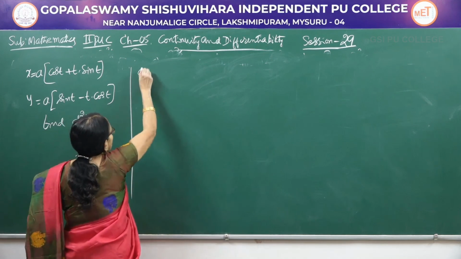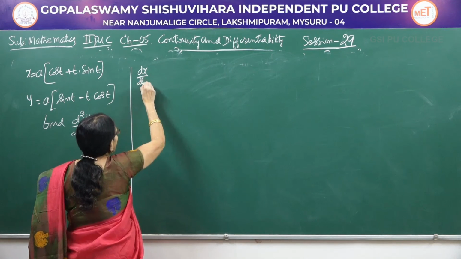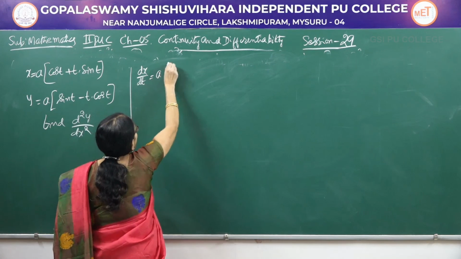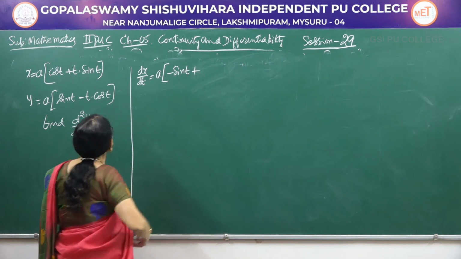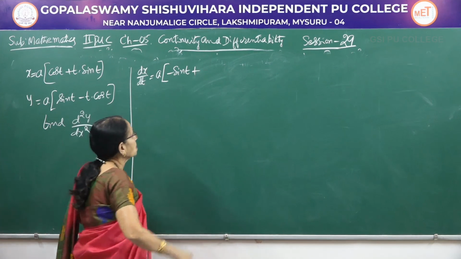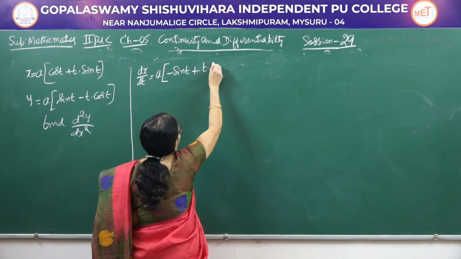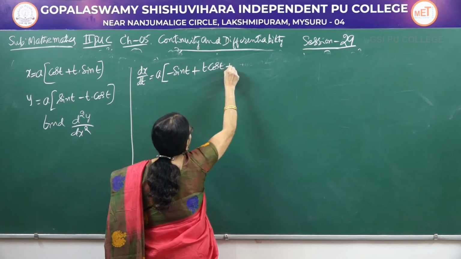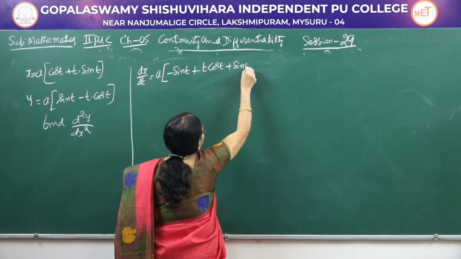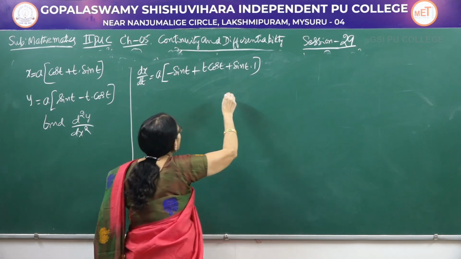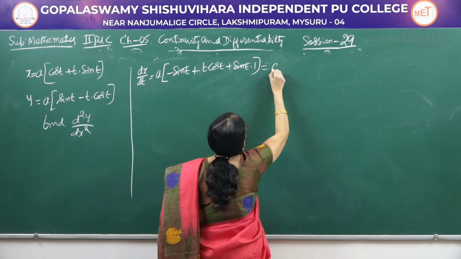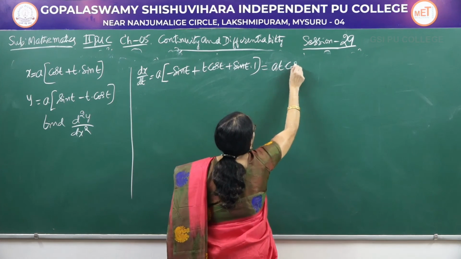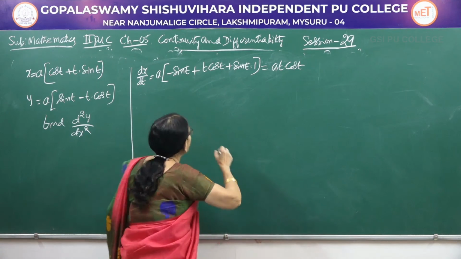First, let me get dx by dt. Now, a into cos of t becomes minus sin of t. For t into sin t, apply the product rule. So, t into cos of t plus sin of t into 1, because t is a variable. These two get cancelled. Hence, we have a into t into cos of t.